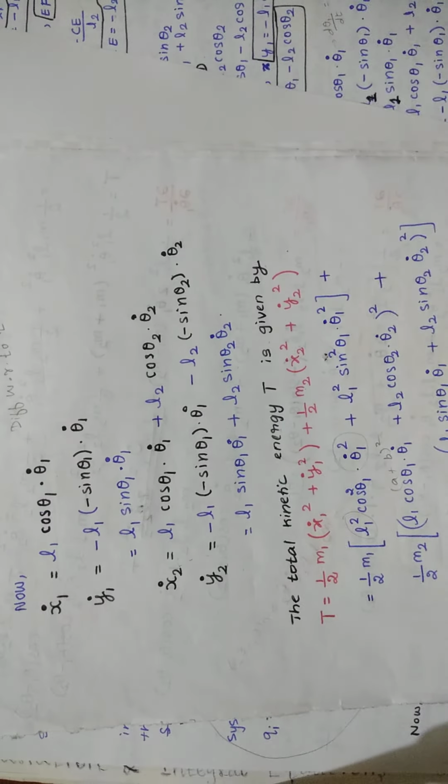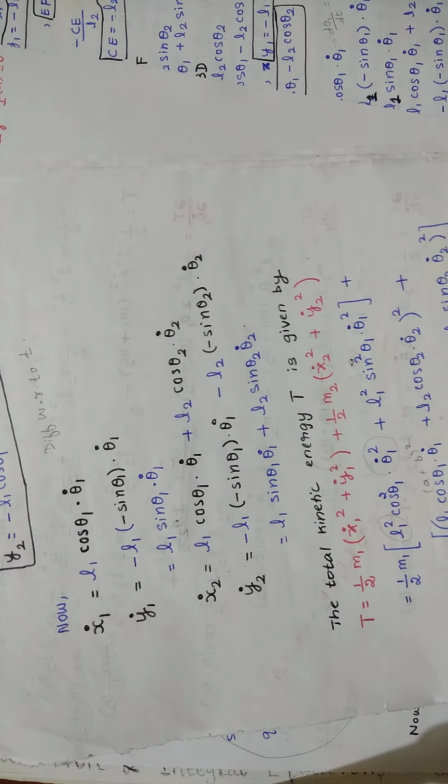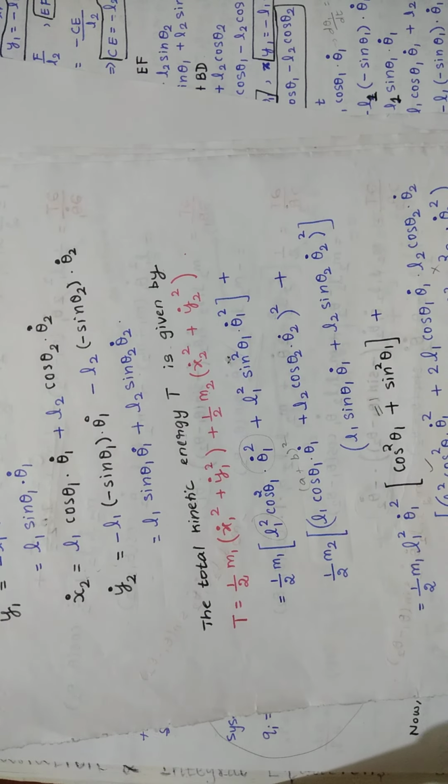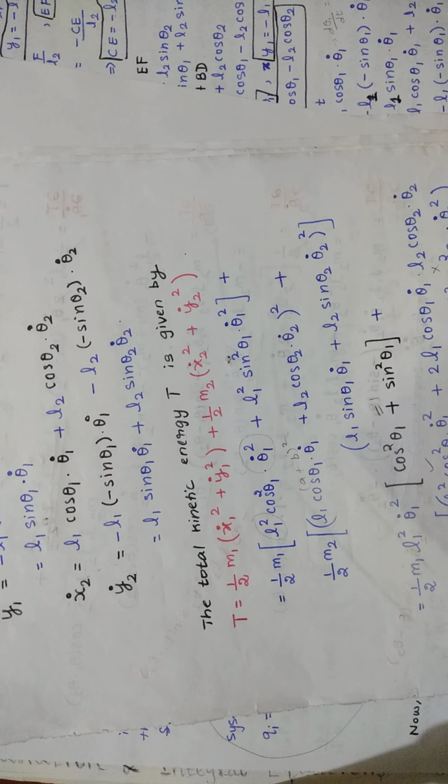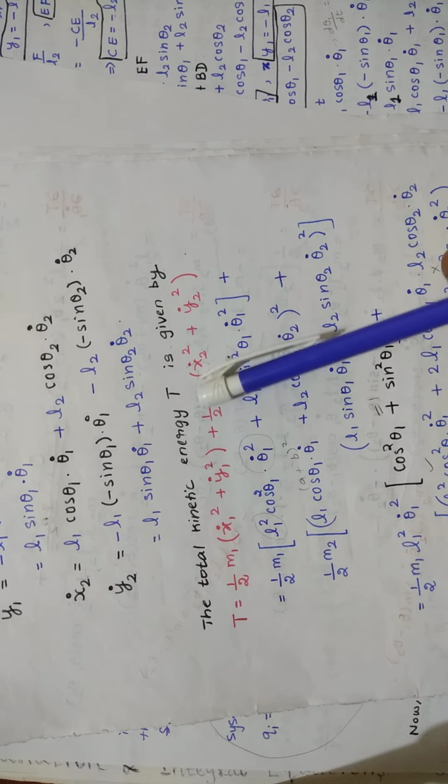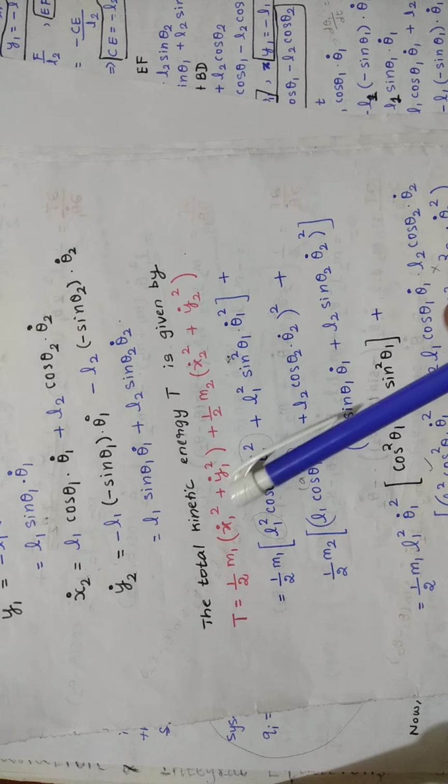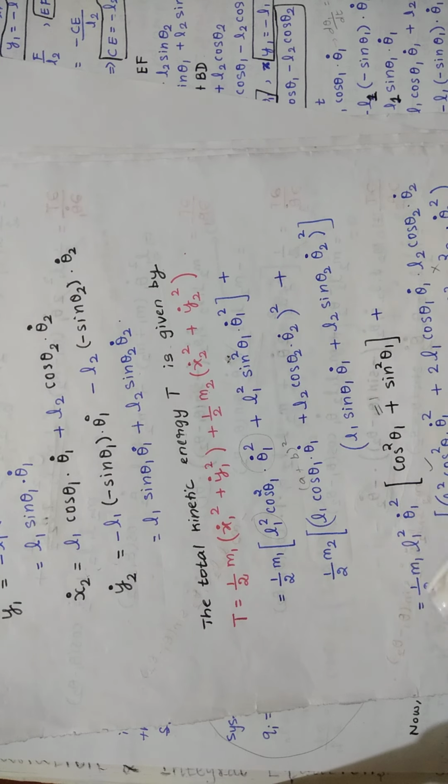In the previous video, I explained up to finding x1 dot, y1 dot, x2 dot and y2 dot. After finding these, you have to use a formula. This is the formula for total kinetic energy. Total kinetic energy is denoted by capital T. Using this formula you are going to proceed further.